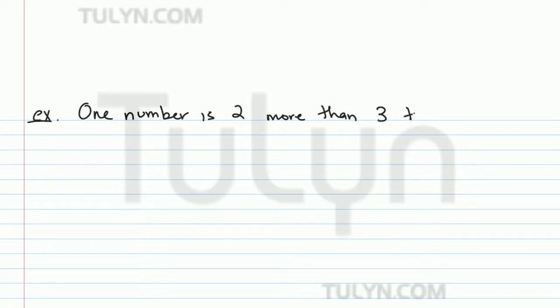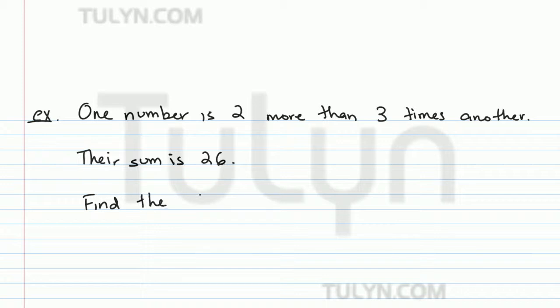In some cases, there are some word problems that you can actually solve using systems of equations. One type of this word problem is sort of a number comparison problem. So, for example, if I say one number is 2 more than 3 times another, and we know that their sum is 26, and I want you to find the numbers.